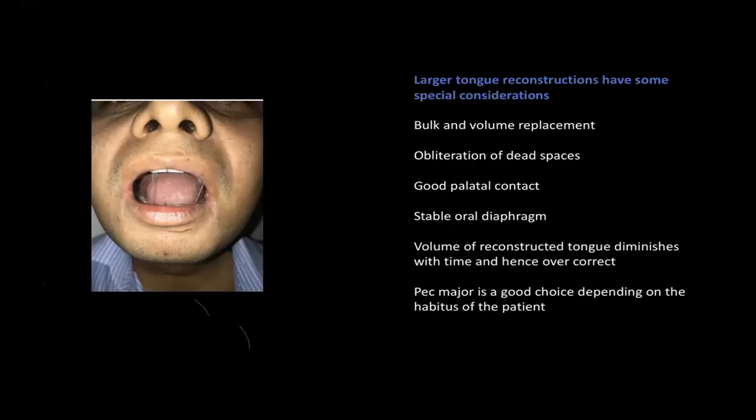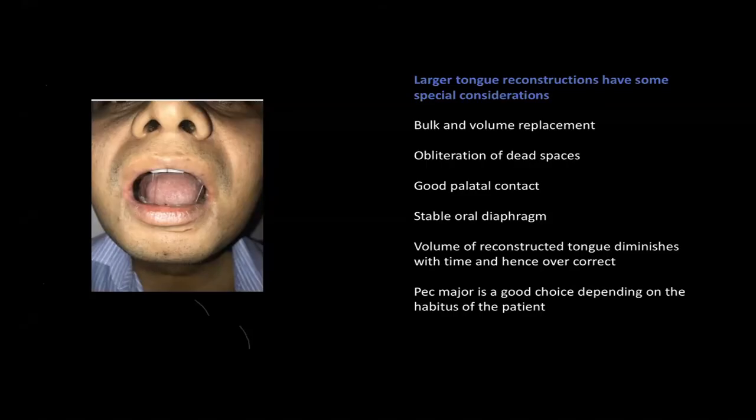Now, for medium-sized defects, all you need to do is close the mucosal defect, close the floor of mouth defect, and provide some bulk for the lost tongue, because the remnant tongue will function and take care of the problems that the patient has. But what is the issue with large or total glossectomies?